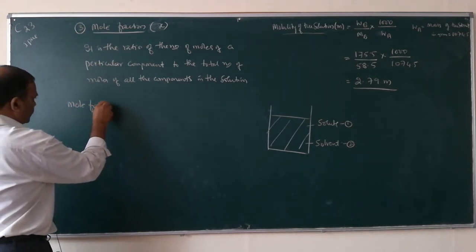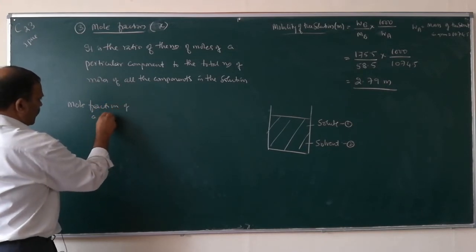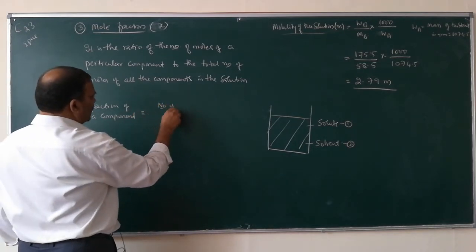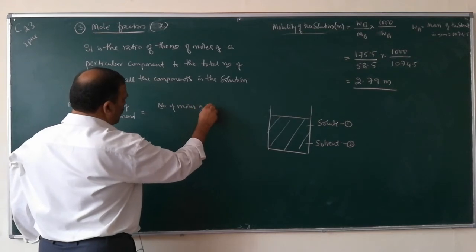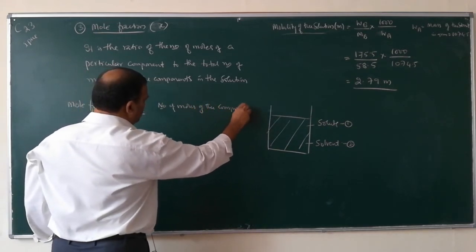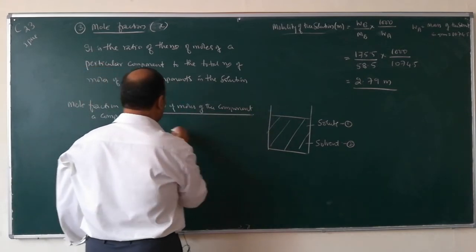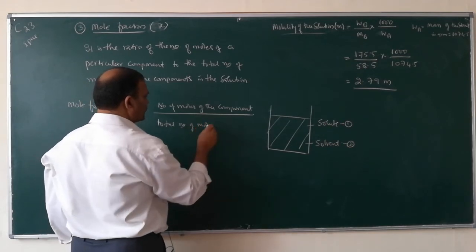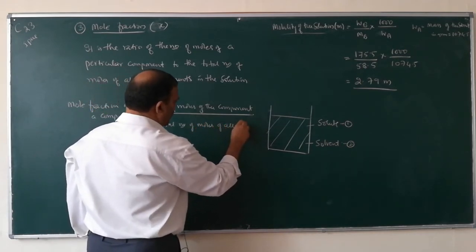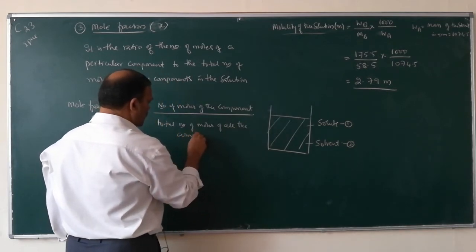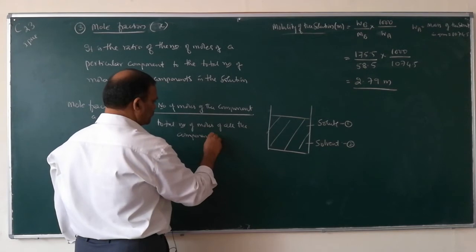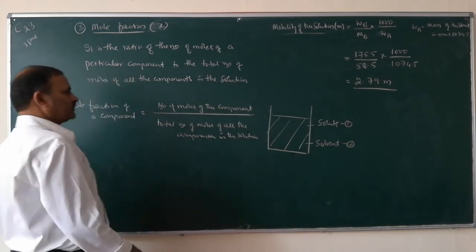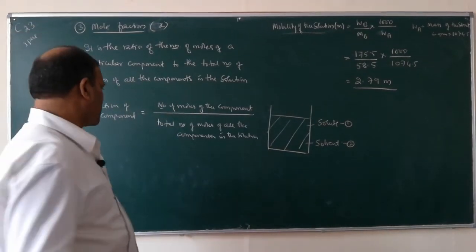Mole fraction of a component equals the number of moles of the component divided by the total number of moles of all the components in the solution. So this is mole fraction.